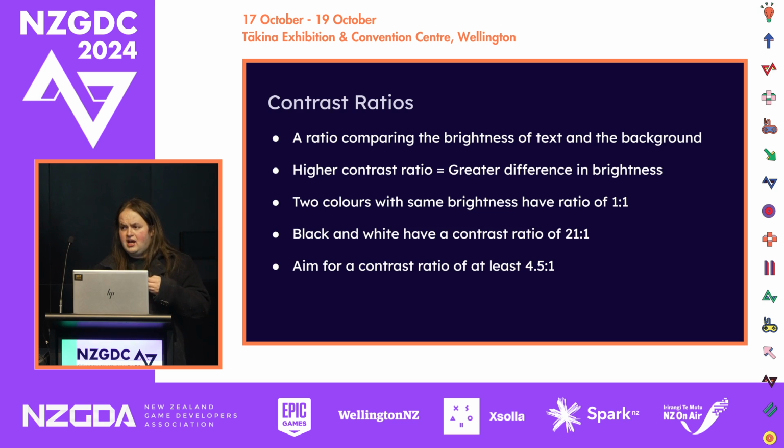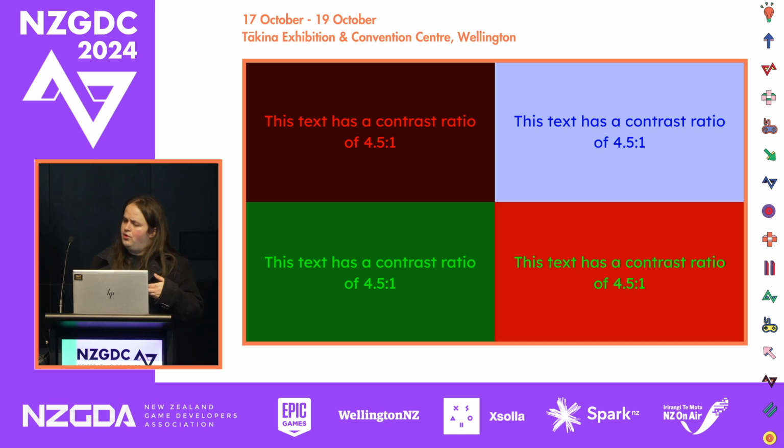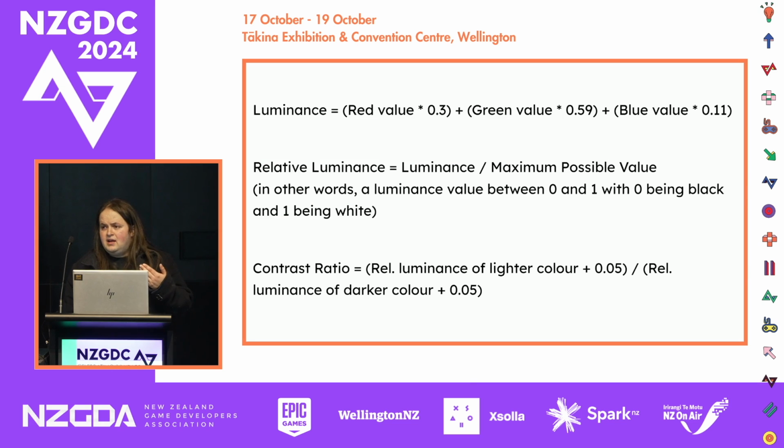Generally, you will want to have a contrast ratio of at least 4.5. Here are a few examples of what that looks like. Now, figuring out how to calculate contrast ratios involves some maths, and it's not exactly trivial maths. And I'll break some of this down shortly, but for those of you who look at this and can feel a little bit of panic rising, I have some good news for you.